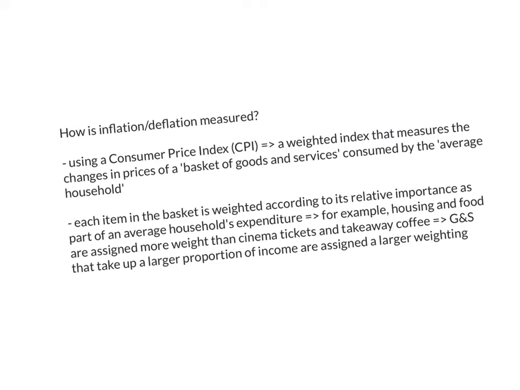So how is inflation or deflation measured? Economists use something called a consumer price index, CPI. It is a weighted index that measures the changes in the prices of a basket of goods and services consumed by the average household. Basically, economists look at the average household. During a year, what do they consume? What do they buy? And they put together something called a basket of goods and services. That's all the goods and services consumed by the average household in a typical year.